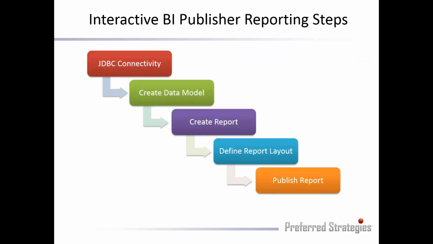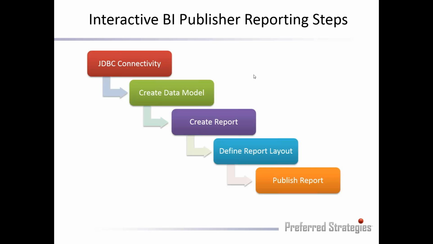So what are the steps for BI Publisher Interactive? First you have to establish connectivity. So you're using JDBC, and you'll basically establish the JDBC connectivity to your JD data. It's kind of a one-time setup. It doesn't have to be done every time you build a report. It just has to be there before you can build your first report. A data model needs to be created, and then once the data model is created, you create your report, define the different layouts of your report, and then you can go ahead and publish your report back. So these are kind of the different steps.